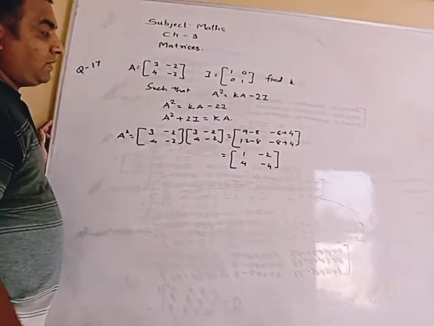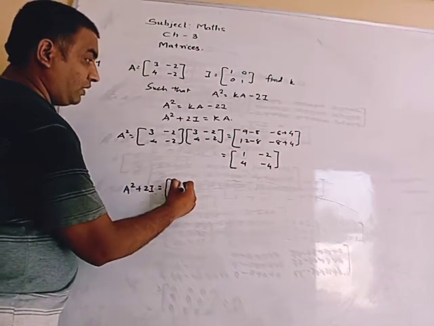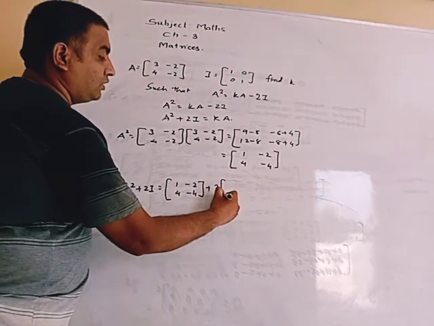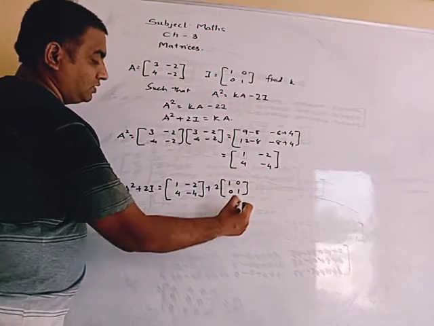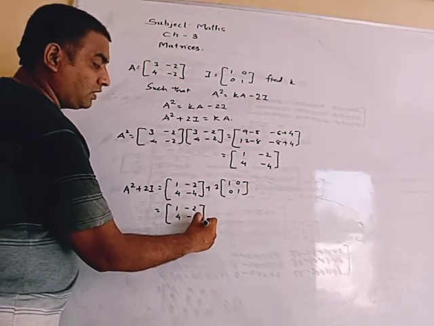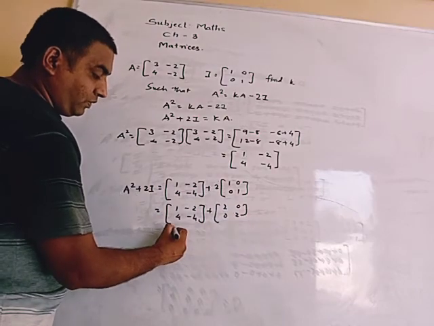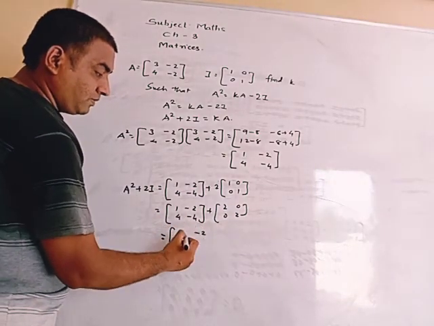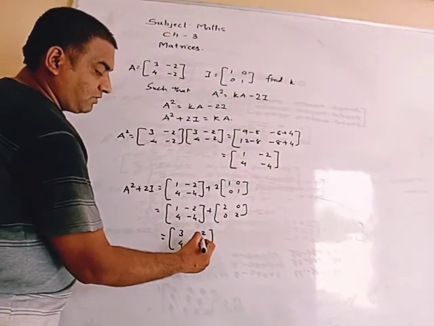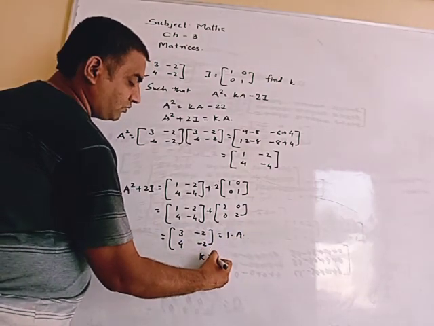So now A square plus 2I will be 1 minus 2, 4 minus 4, plus 2I, so 2 into 1 0, 0 1. So it will be 1 minus 2, 4 minus 4, plus 2 0, 0 2. So 1 plus 2 is 3, minus 2, 4, and minus 4 plus 2 is minus 2, so it is equal to 1 into A. And so k equals 1.